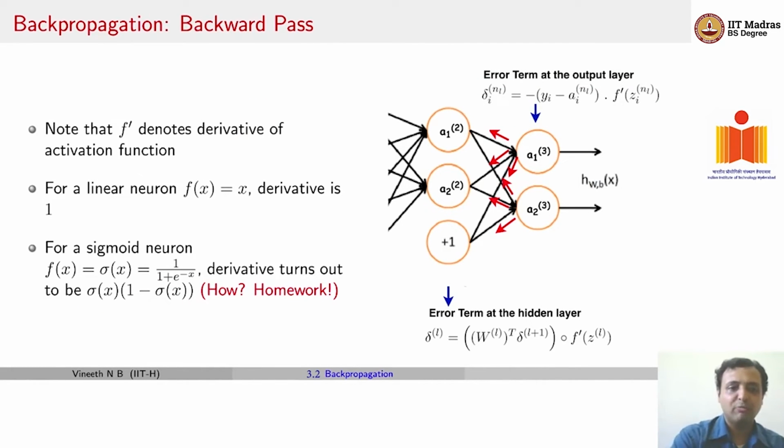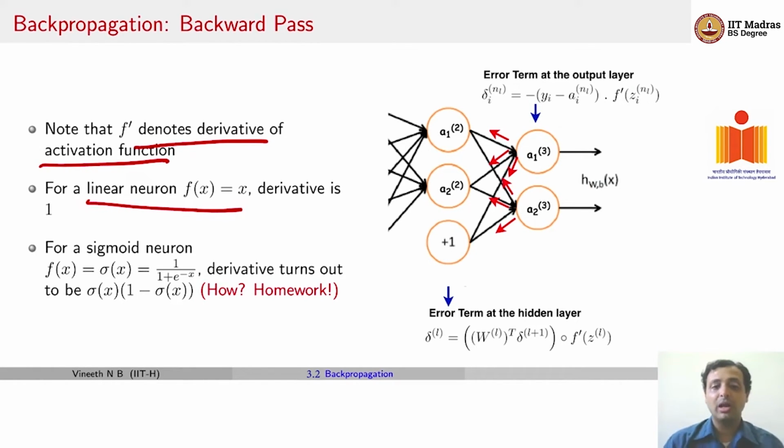As we just mentioned, f prime denotes the derivative of the activation function. For a linear neuron, f of x is equal to x. The derivative is 1. Simply, that term won't matter for the rest of the computations. But for a sigmoid neuron, f of x is equal to sigma of x, which is equal to 1 by 1 plus e power minus x. The derivative turns out to be sigma of x into 1 minus sigma of x itself. Suppose you already know it. For those of you who did assignment 0 in this course, you should have seen it. But you can also work it out as homework.